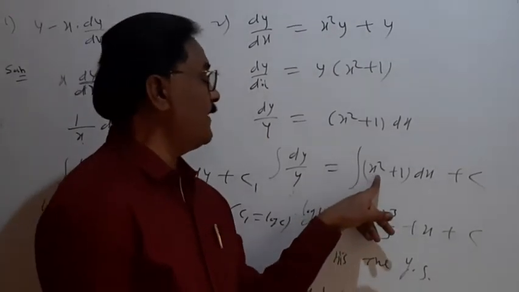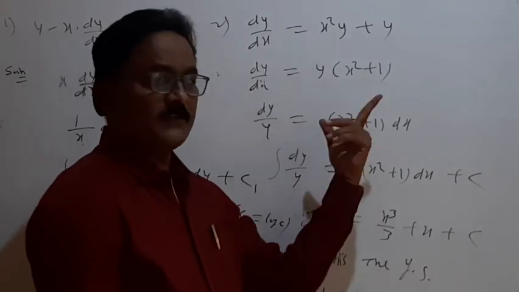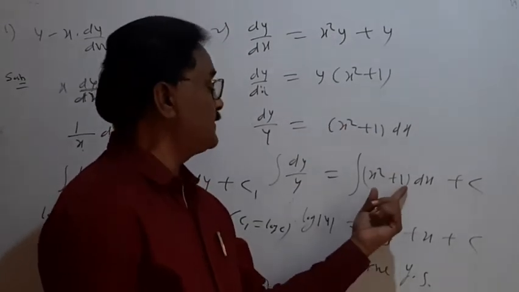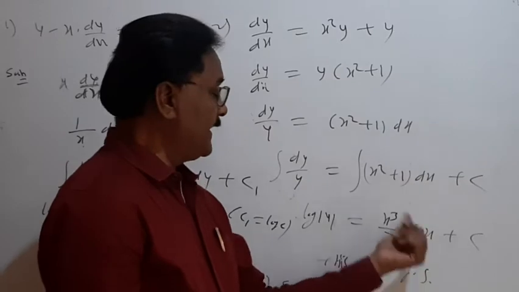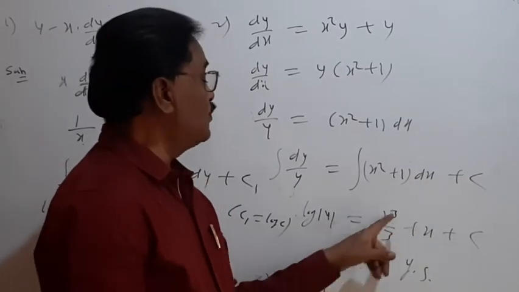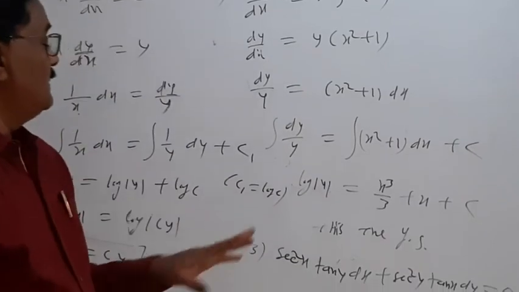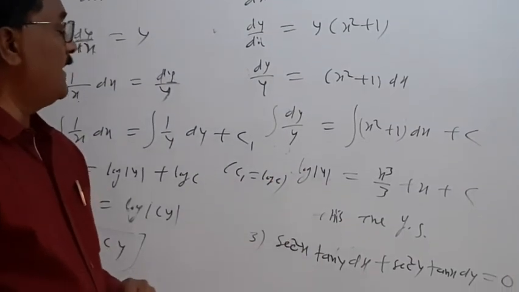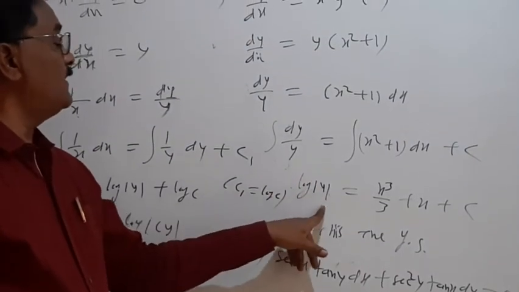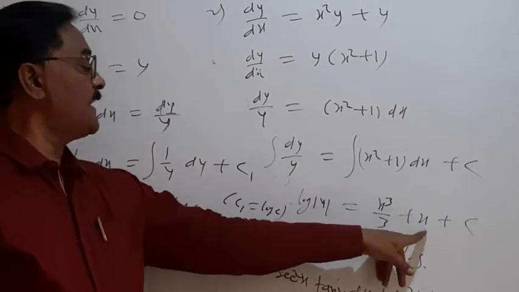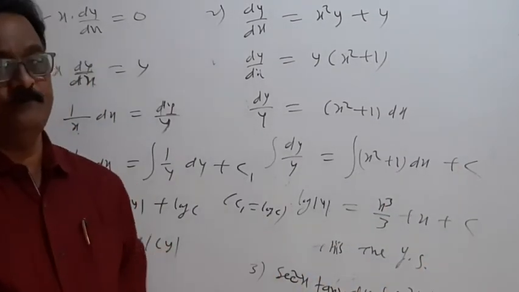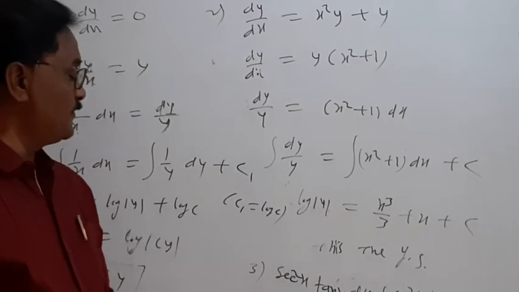Here, the integration of x square is x to the power 3 upon 3, and the integration of 1 dx is directly x. So x cube upon 3 plus x plus constant c. This is the required general solution. Log y is equal to x cube upon 3 plus x plus c. This is the required general solution.